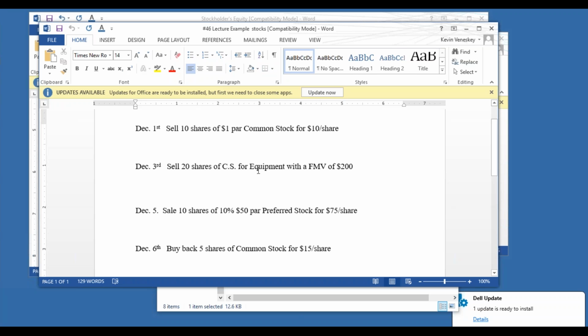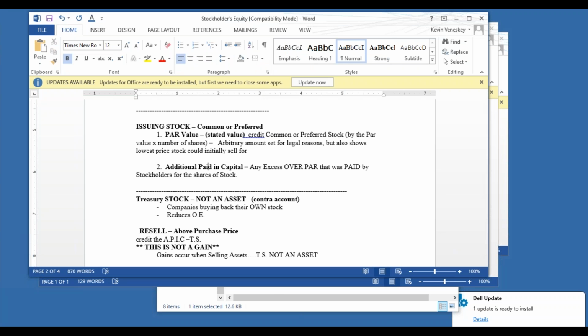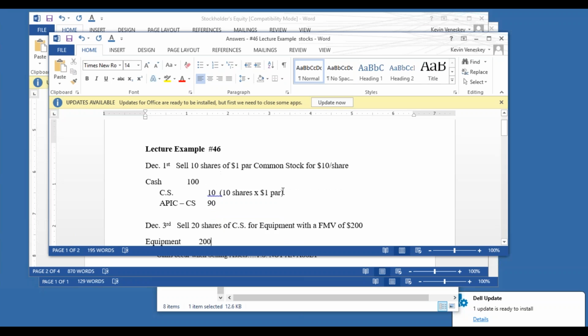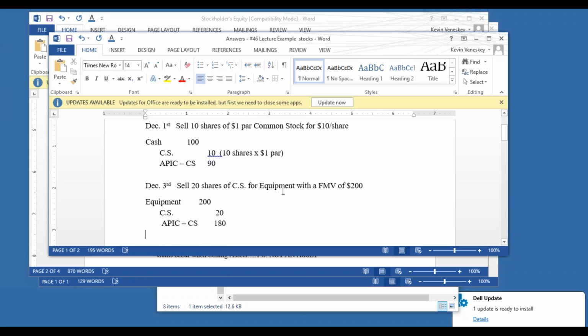So now I can easily do this journal entry. What did the company get? We got equipment, and it was valued at $200, so that's what I'm going to list as my debit. And then I'm going to credit the common stock for $20 this time because I sold 20 shares and the par value doesn't change. So that's $1 a share times 20 shares. And then whatever's left goes to my additional paid in capital.